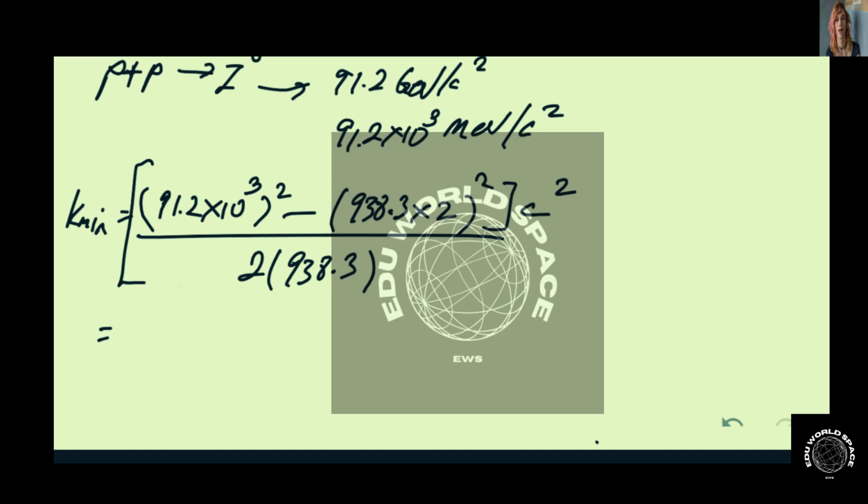And for this answer, we get quite a large value. This is around 4.43 times 10 to the power 6 MeV. Which is equal to 4.43 tera electron volts.